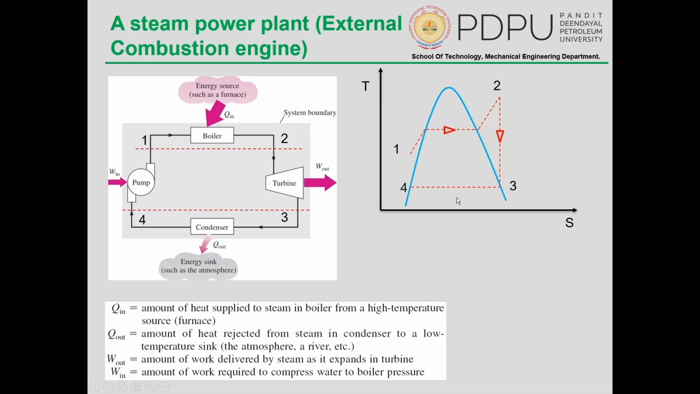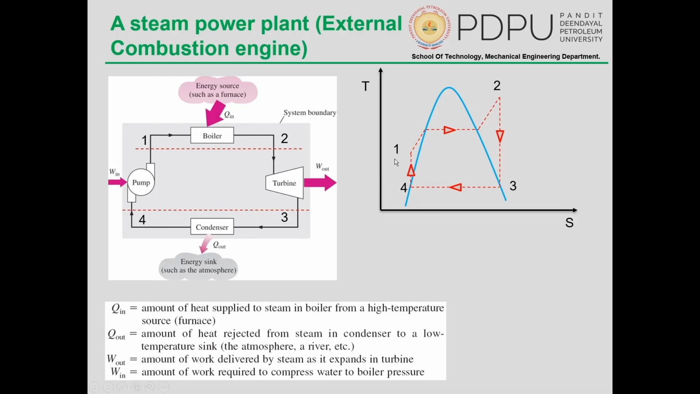So this is the process from 3 to 4, and during this we have to take the heat out of the system so that the water is condensed back into liquid form. So from 4 to 1 it is a process going upwards where we see the pump coming into action.